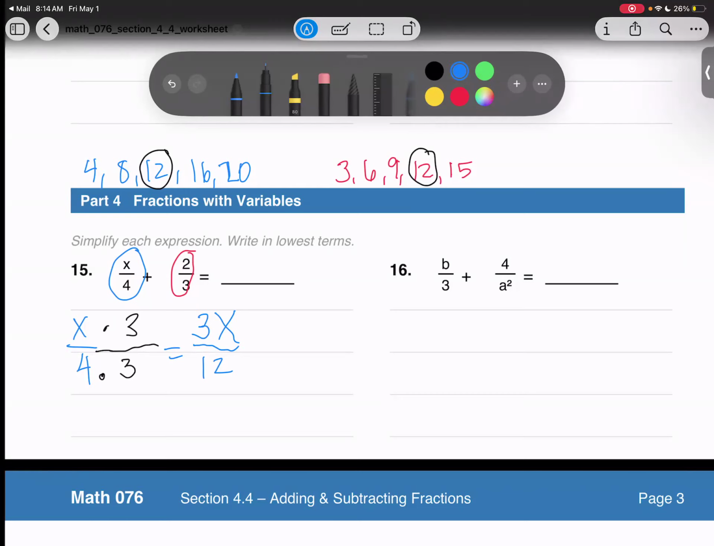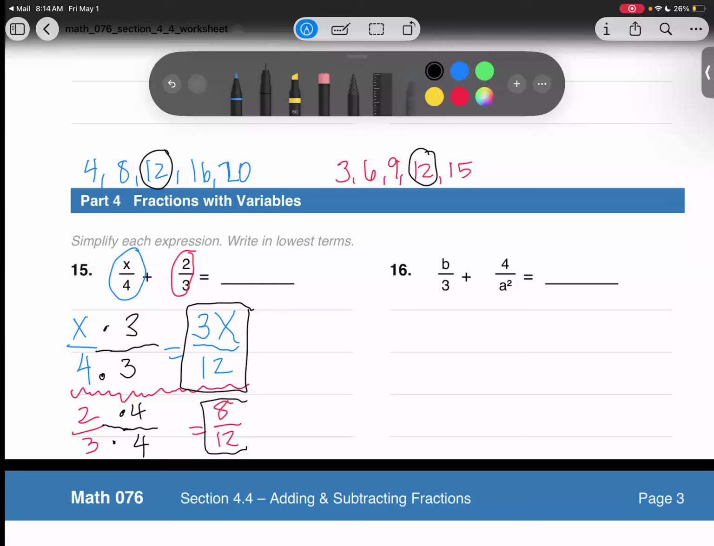And then I need to do the same thing for 2/3. What do I need to multiply 3 by to get to 12? 3 times 4 is 12. 2 times 4 is 8. Okay, so my fractions that I have are this one right here and this one right here.